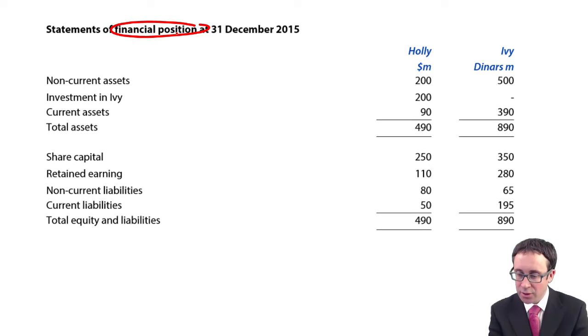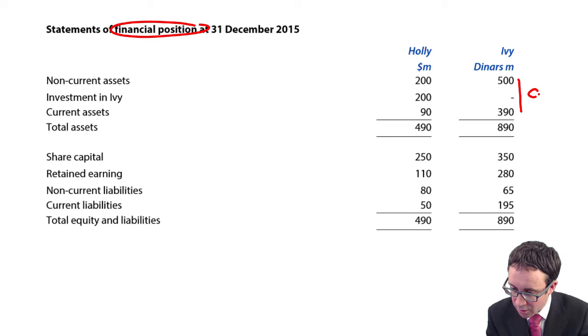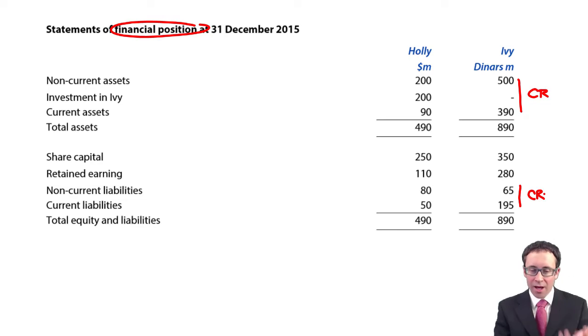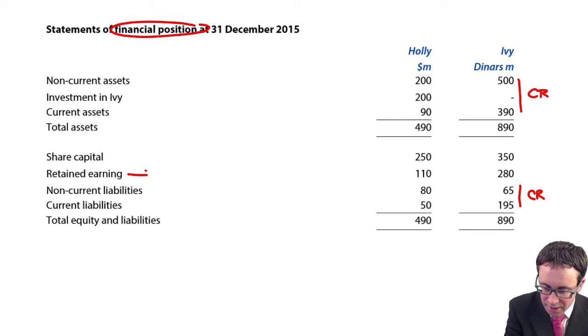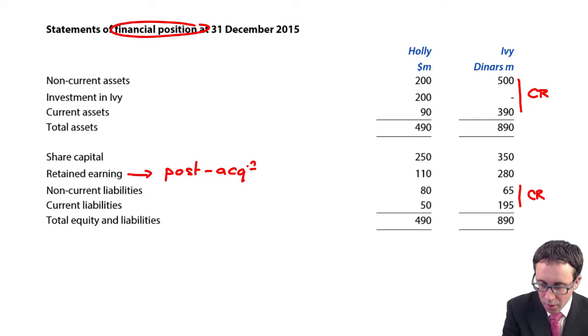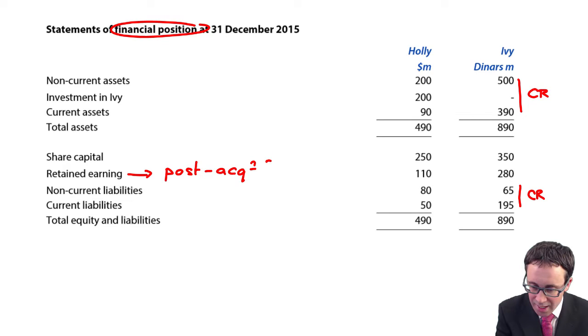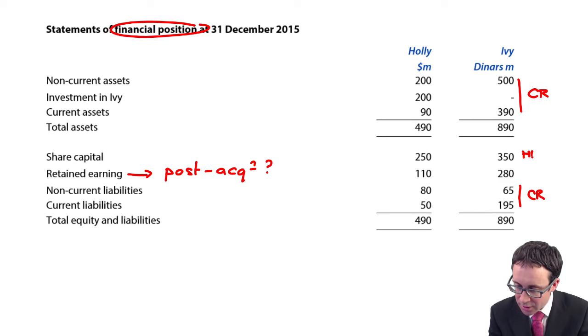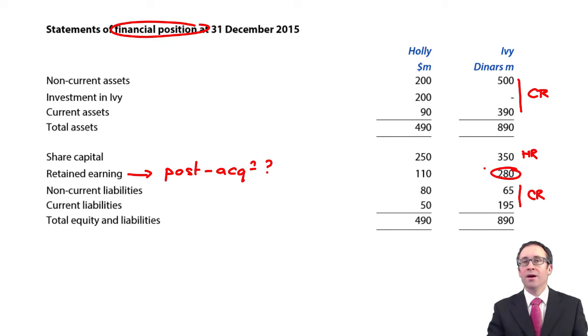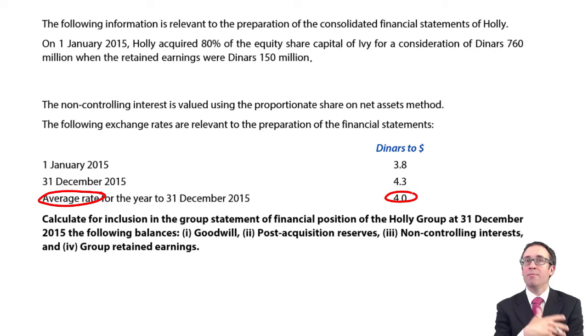So everything within the statement of financial position of the subsidiary is translated at the closing rate. So the assets and the liabilities. But we're also going to go through those retained earnings. We will also need to work out what the post-acquisition retained earnings are. So we will be translating the share capital at the historic rate. The retained earnings will need to be split, won't they? They will need to be split into the pre and the post.